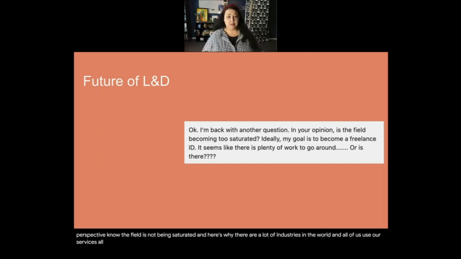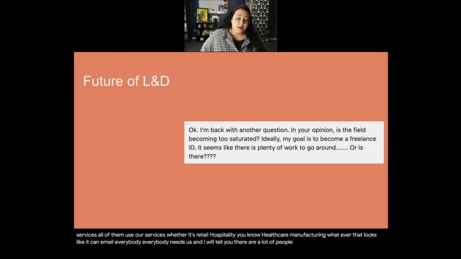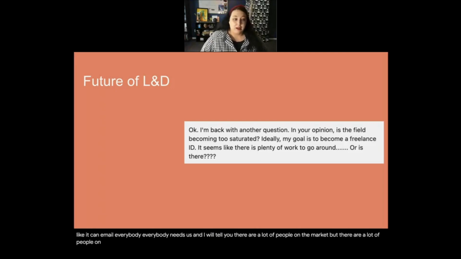All of them use our services, whether it's retail, hospitality, healthcare, manufacturing, whatever that looks like. Everybody needs us. And I will tell you, there are a lot of people on the market that haven't invested in upskilling themselves.